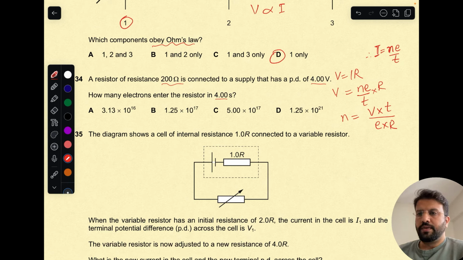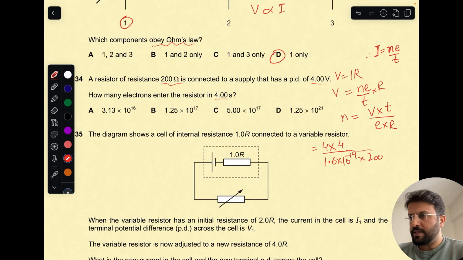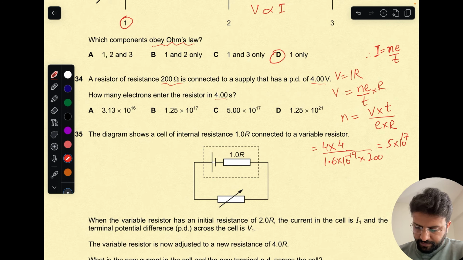When you put the values, voltage is 4 multiplied by time, which is also 4. Charge on electron is 1.6 times 10 raised to power minus 19, which will be given in the formula sheet, and resistance is 200. When you do these calculations, you will get 5 into 10 raised to power 17. It's option C, that is correct.